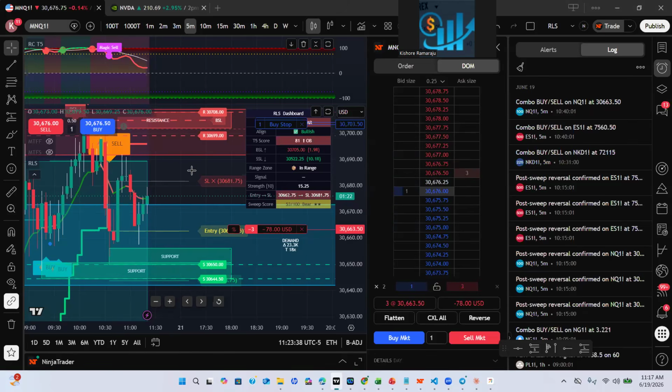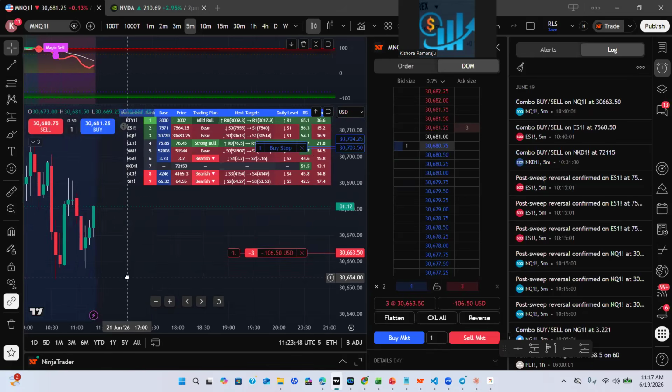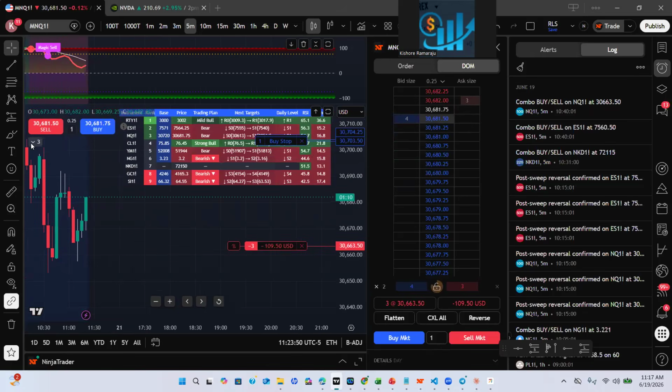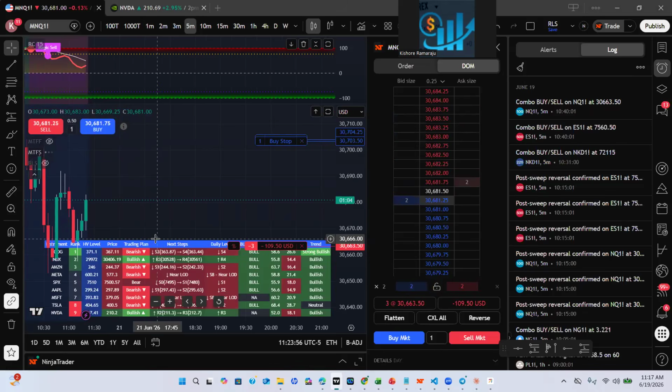Yeah, the indicator which I showed earlier, that is a multi-time frame futures indicator. That is MTFF. Then the other one which I have shown is the stocks indicator.